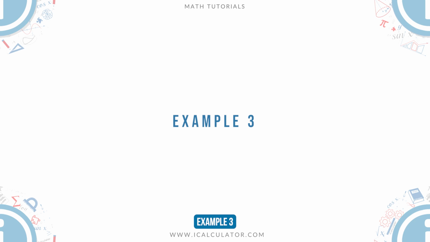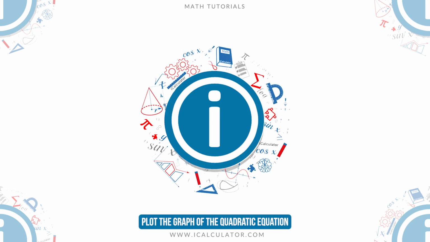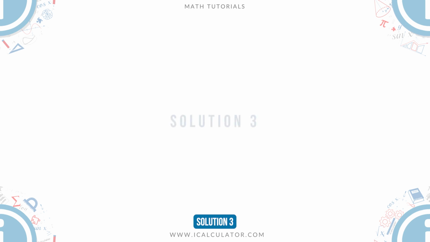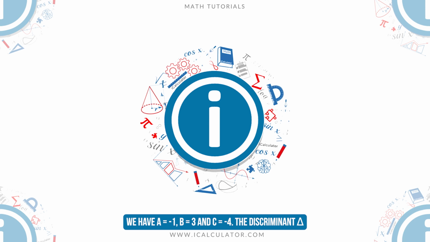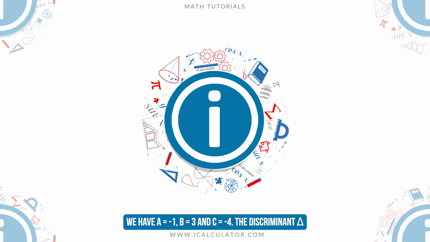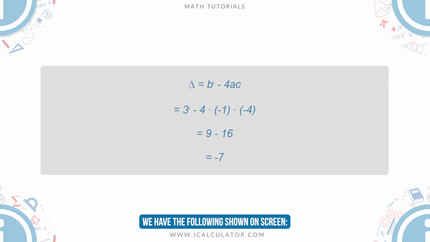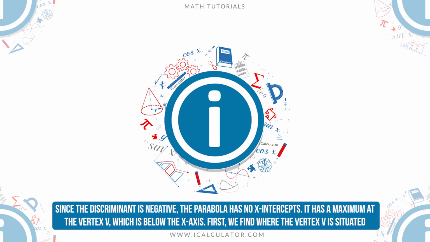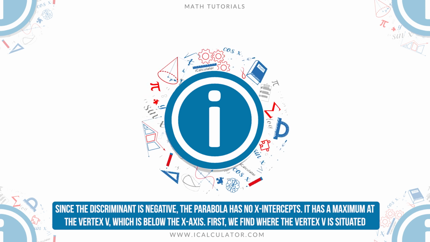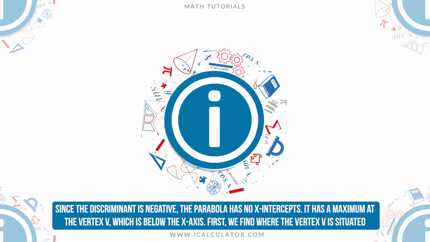Example 3. Plot the graph of the quadratic equation. We have the following shown on screen. Solution 3. We have a equals -1, b equals 3, and c equals -4. The discriminant delta, we have the following shown on screen. Since the discriminant is negative, the parabola has no x-intercepts. It has a maximum at the vertex V, which is below the x-axis.